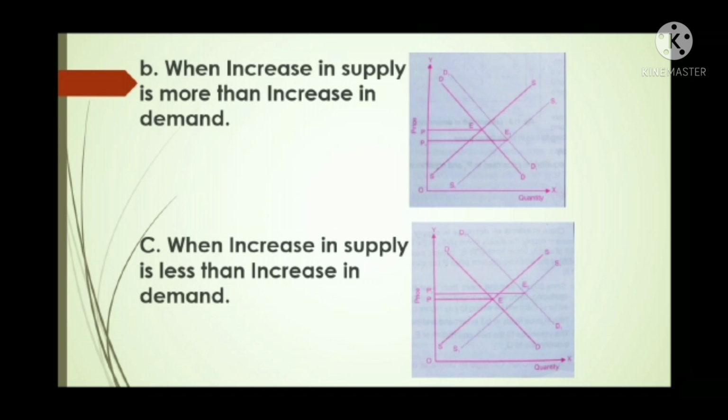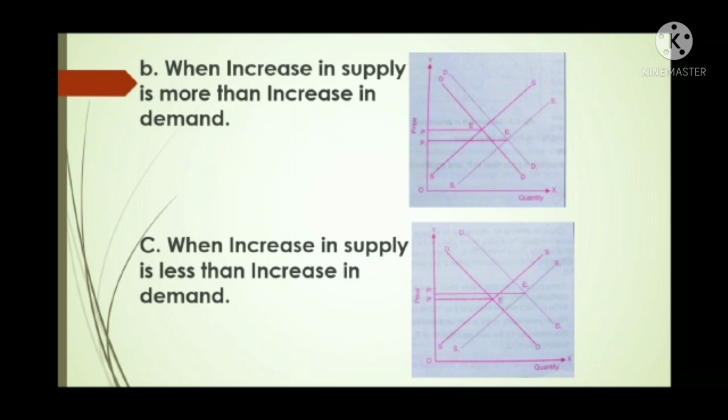You see here in this diagram, as a result of shift in demand curve from DD to D1, supply curve shifts from SS to S1. Here, increase in supply is more than increase in demand. Consequently, equilibrium price falls from OP to OP1, but the equilibrium quantity increases from PE to P1E1.